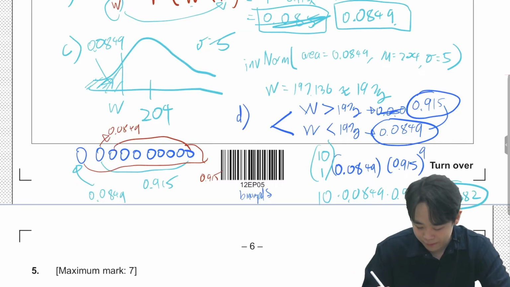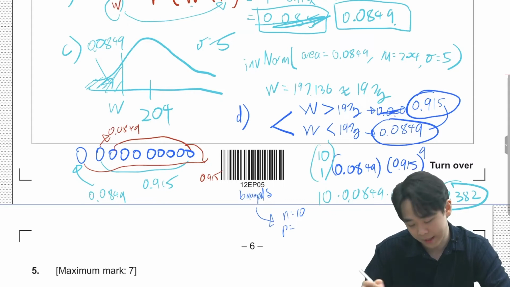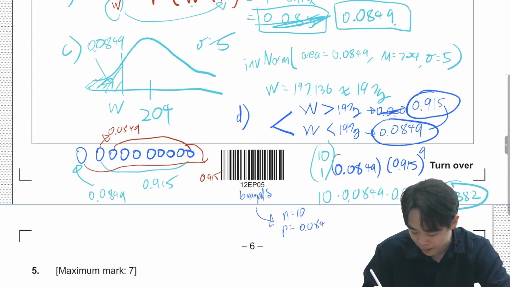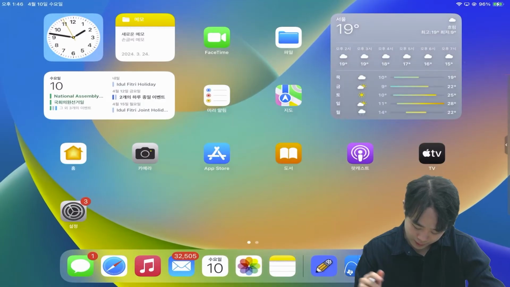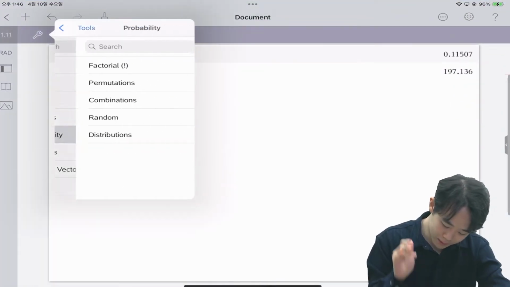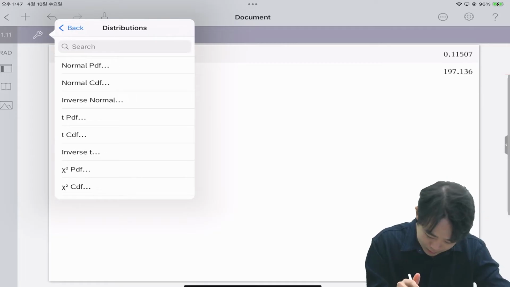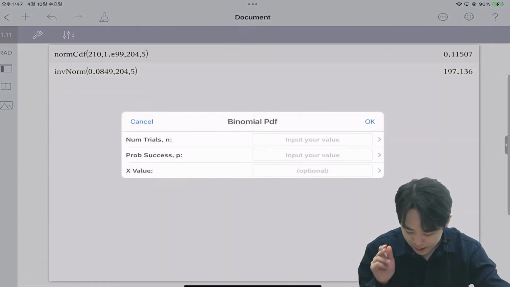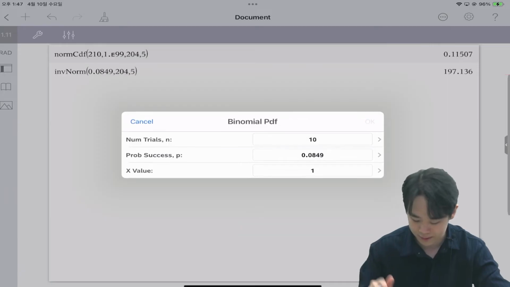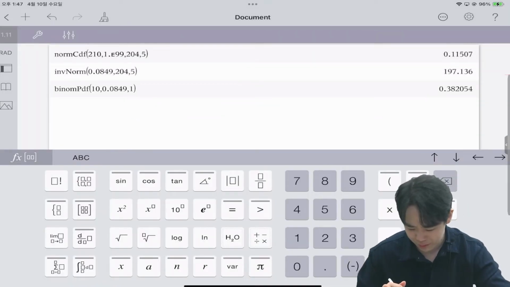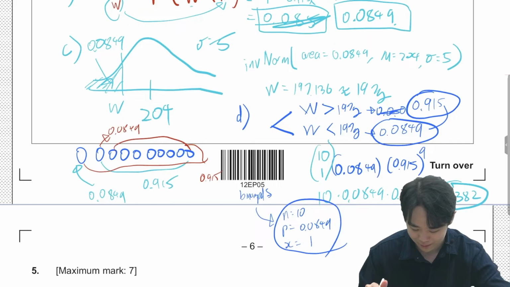You could use your calculator for Binomial PDF, actually. So with Binomial PDF, what we're going to do is we're going to have 10 trials. The success probability of an outcome is 0.0849. We're going to observe exactly 1 instance of success there. Okay, so let's just do that. In our calculators, we're going to go to probability or distributions, Binomial PDF. I'm going to have 10 trials. I'm going to have probability of success, 0.0849. I'm going to have just 1 success. That's 0.382, exactly in line with what we have right here.